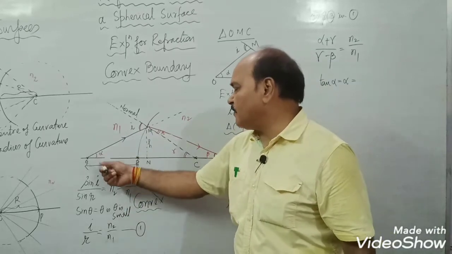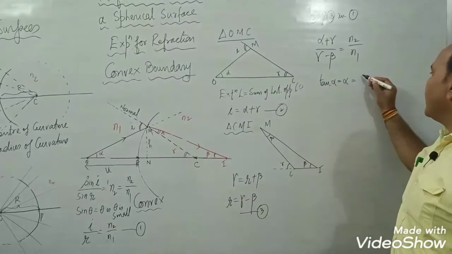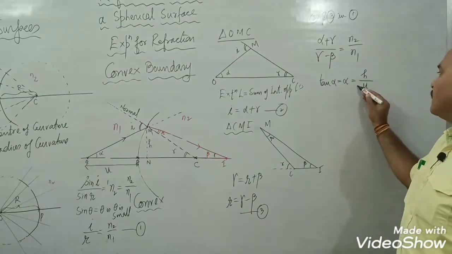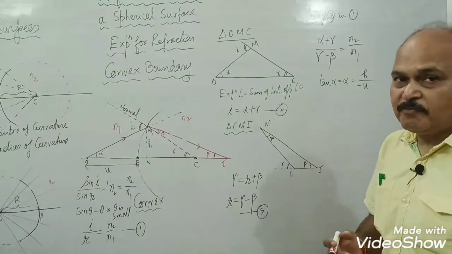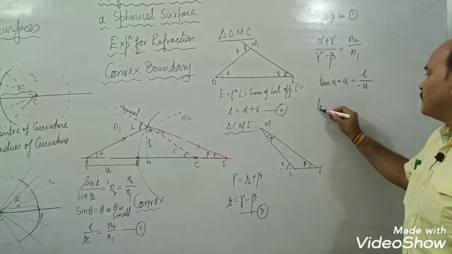So what is this tangent of alpha? Tangent of alpha is perpendicular upon base, and the perpendicular is H, and base is U. But we write this U with negative sign because of the sign convention we have already studied. Well, what about tan beta?